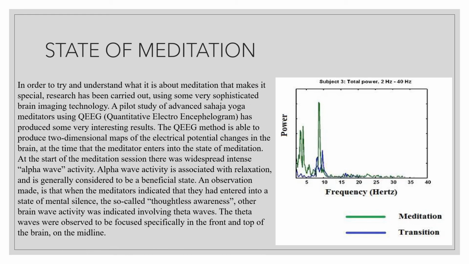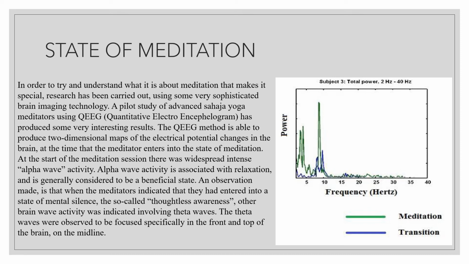So in the diagram, you can see the different activities. Green is the meditation and blue is the transition. In order to try and understand what it is about meditation that makes it special, research has been carried out using some very sophisticated brain imaging technology. A pilot study of advanced Sahaj yoga meditators using QEEG, that is quantitative electroencephalogram, has produced some very interesting results.